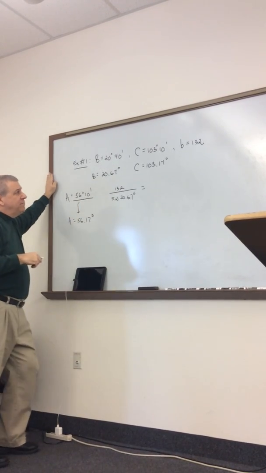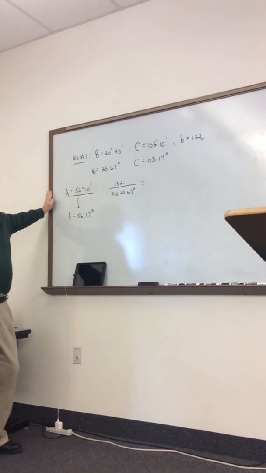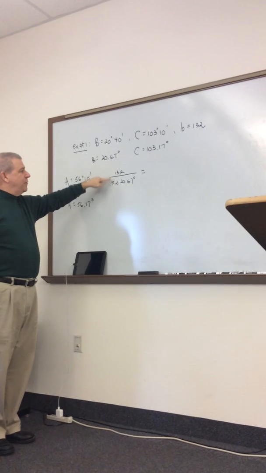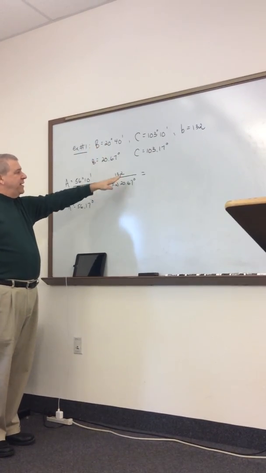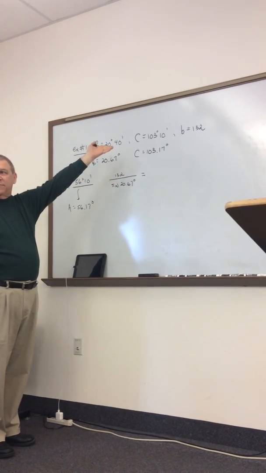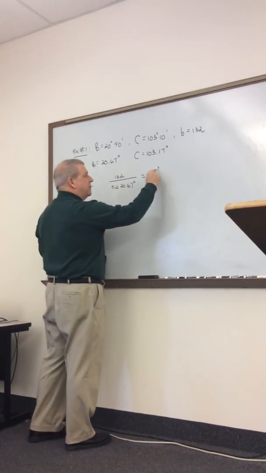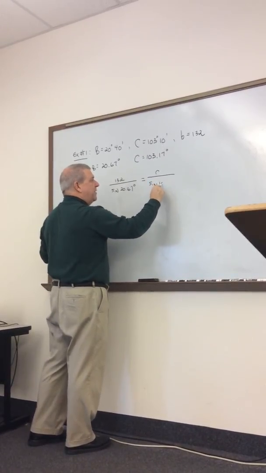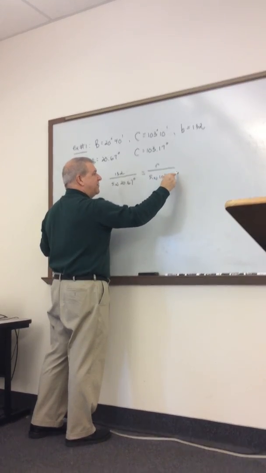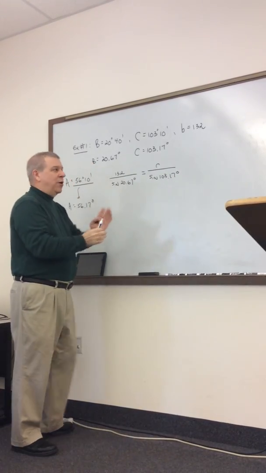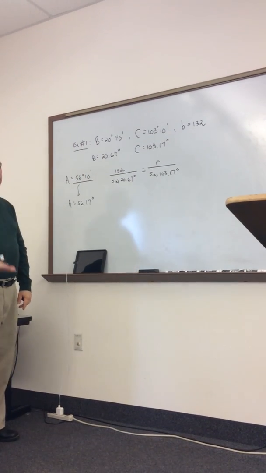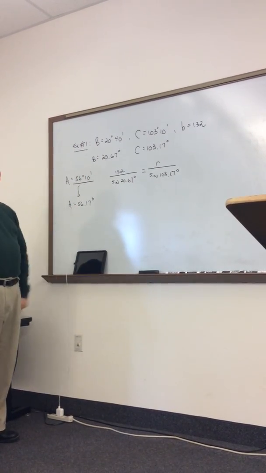somebody tell me what the other one's going to be to find C. Find side C. Here's B over sine of B, just like we were doing yesterday, equals, find C. C over the sine of 103.17. C over the sine of 103.17 degrees. And then in your notebook, right next to that, somebody give me the other proportion to find A.